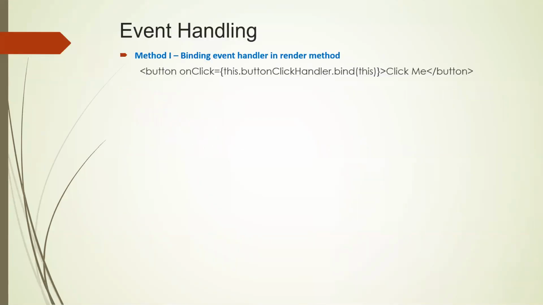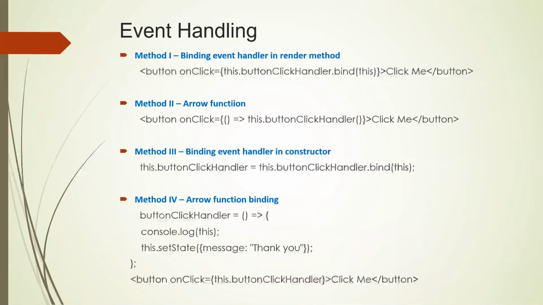So the next thing is event handling. This is a very important one, and when it comes to event handling, we have 4 ways of binding an event handler to a particular event. Among all these, the first method is to use the event handler's dot bind, passing this, and we can use this dot the event handler. This is what I showed to you so far.